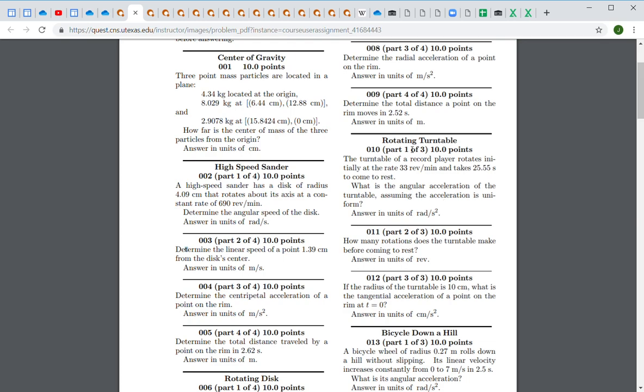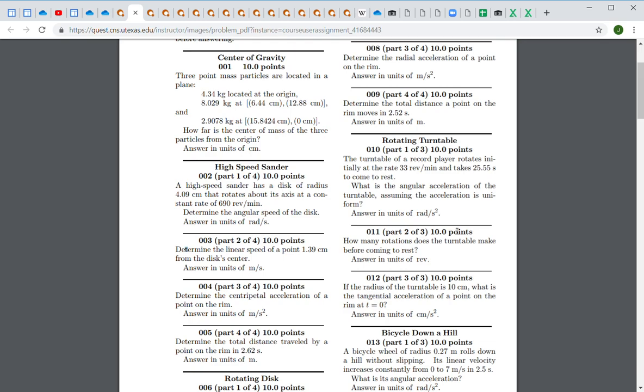In this case, this would be our omega initial, 33 revolutions per minute. We should convert that to radians per second, just like we've been doing in the above problems. So omega initial is this, omega final is 0, it's coming to rest, right? We want alpha, and then the t it takes is 25.55 seconds for me. So we can solve for alpha, put everything in SI units, we'll get alpha in radians per second squared.